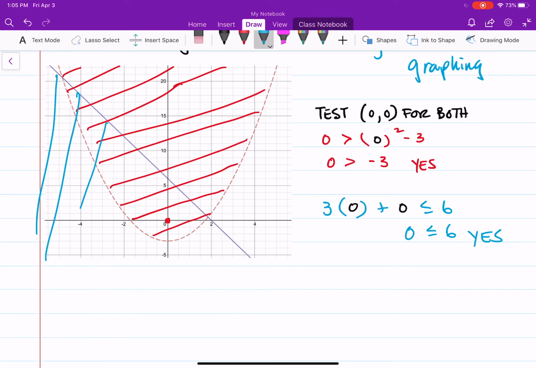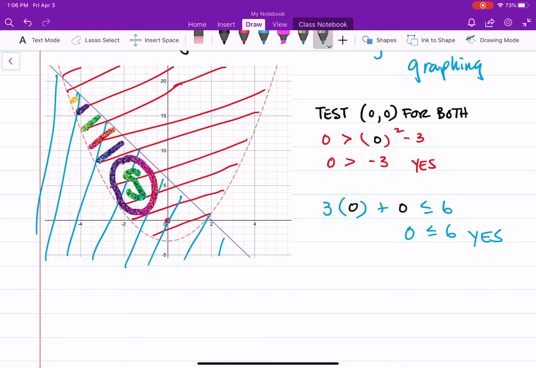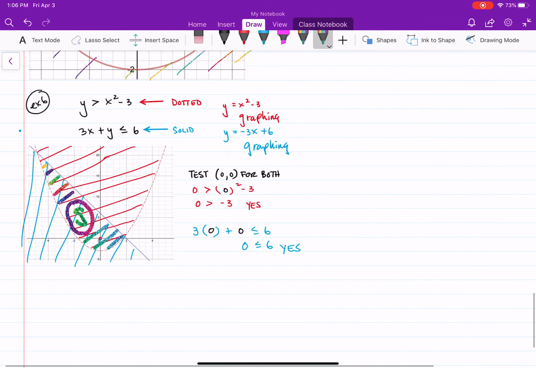So, okay. So what is my solution? My solution is going to be in here where everything is double shaded. So essentially my solution is everything right here. All right? So it's that little tiny wedge.